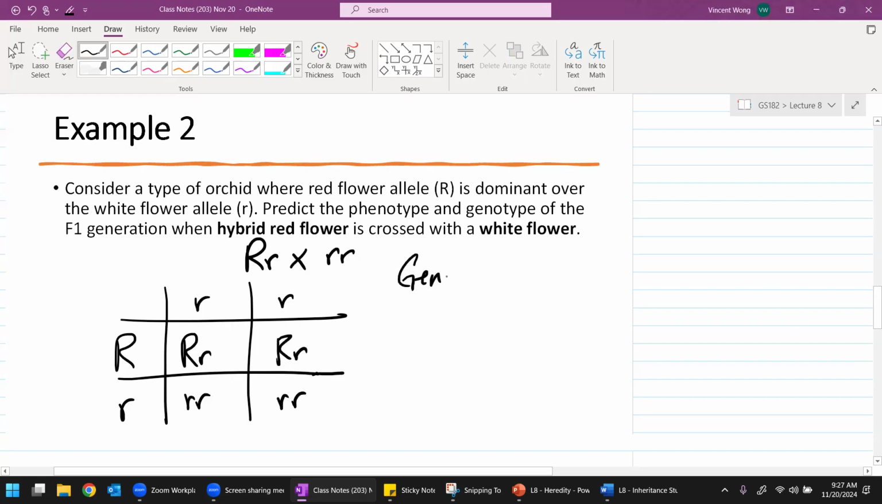So genotype, 50% big R, small r, 50% small r. Okay?